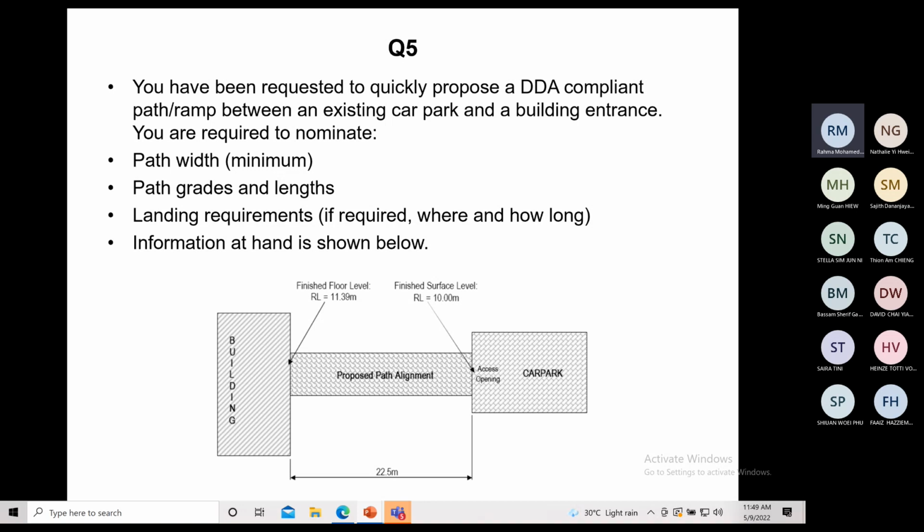So your answers can vary from one person to another, and the answer should come in a drawing form. So make sure your answers come in a drawing form so that you just label everything on that drawing, what has been asked here.